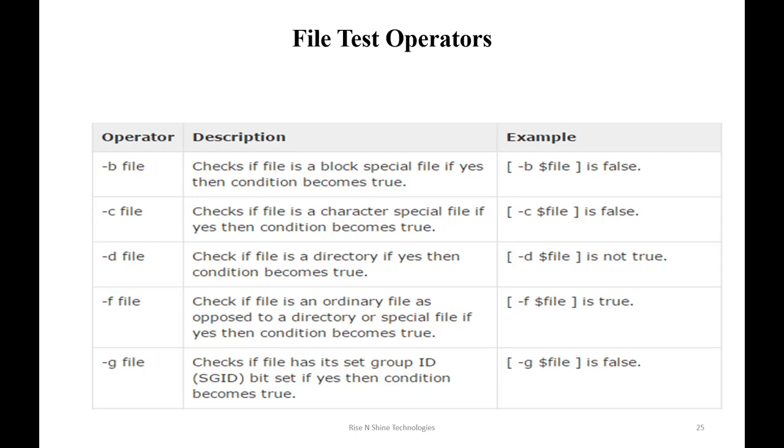Or is it a normal text file or not? Then hyphen c is for character files. Or hyphen d, this is to check whether it is a directory or not. That means if I specify any path with hyphen d in the condition, if that is a directory, then it returns true, otherwise it is false.